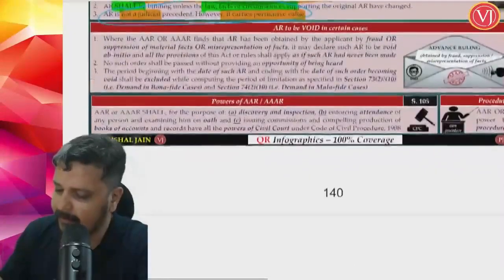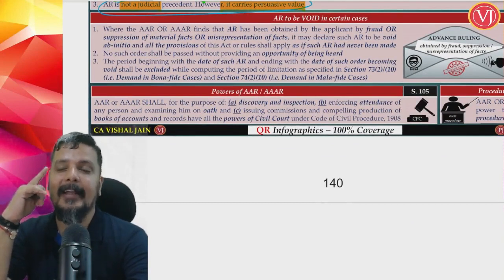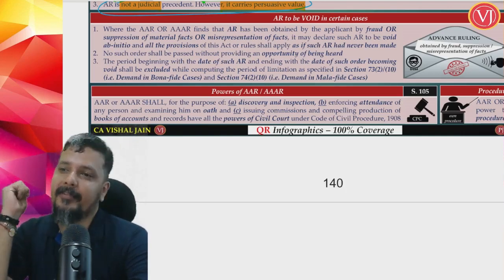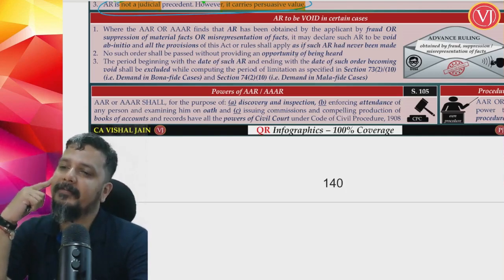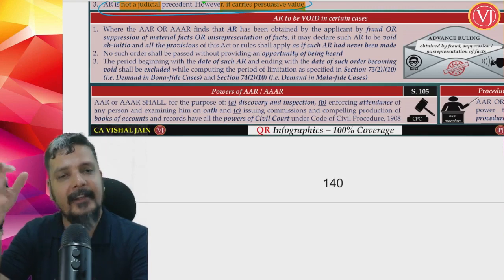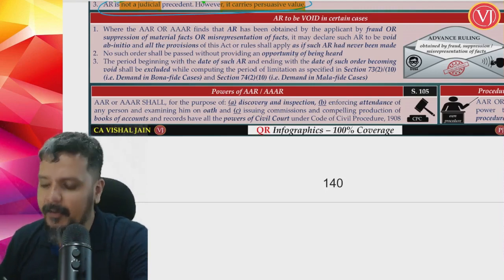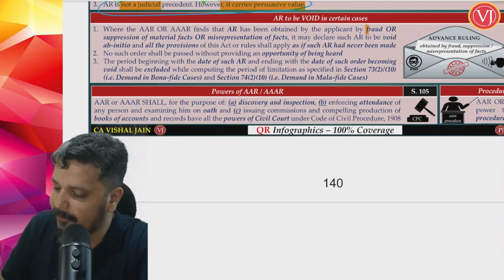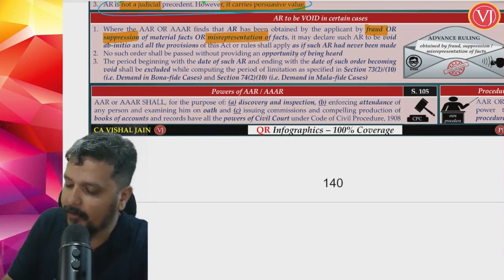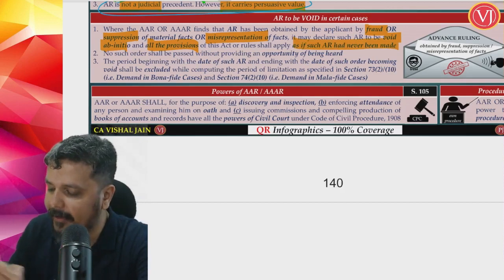Now, the other small points: what if I went for an advance ruling giving false information? This actually happens, and at times people do this as planning. Maybe if time permits, anyone who wants to know the real practical case, we can discuss in the break. I went for an advance ruling giving false, incorrect information, which means the advance ruling was obtained by way of fraud, suppression of facts or misrepresentation of facts. It will be held that the advance ruling is void ab initio and all the provisions of the act will apply as if there was no advance ruling given.